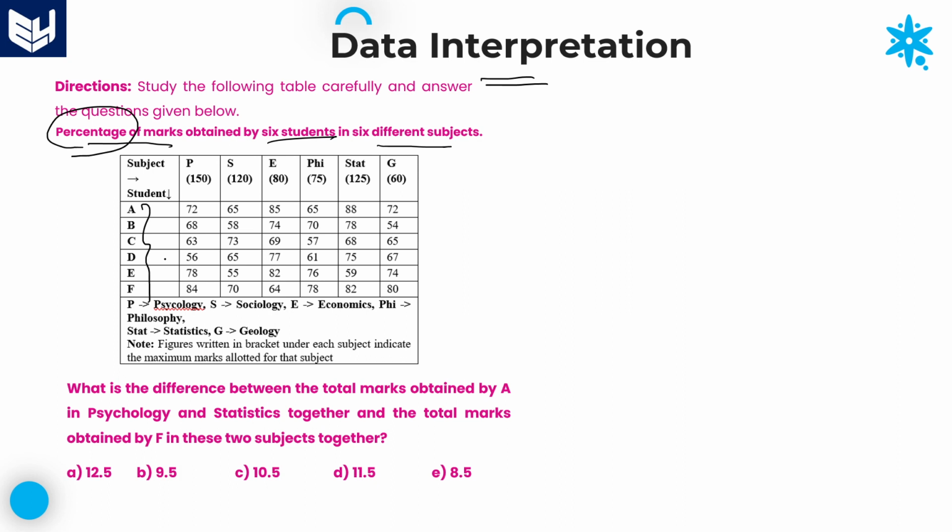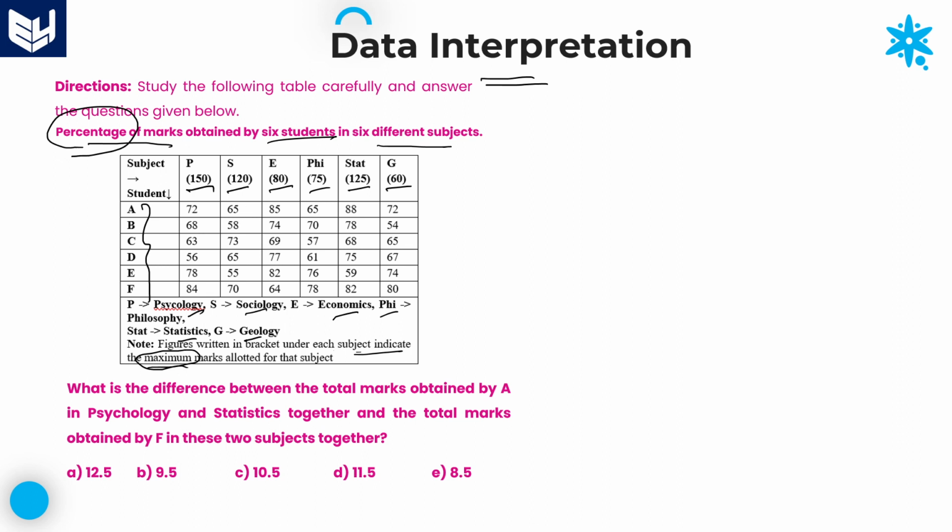different students. These are the 6 different students A to F, and the subjects are P indicates psychology, S indicates sociology, economics, philosophy, and then statistics and geology. And one more information is also given, that is figures written in bracket under each subject indicates maximum marks allotted for that subject. Here all these values 150, 120, 80, 75, 125 and 60. These are the maximum marks in that particular subject, right?